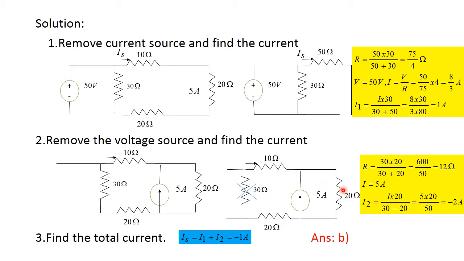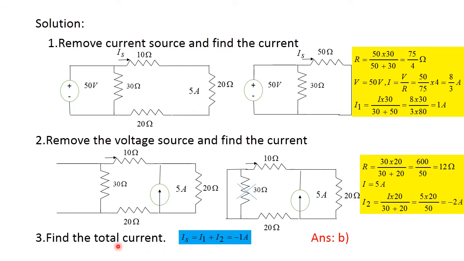Then the 30 ohm and 20 ohm are in parallel with this 5 ampere current source. So the equivalent resistance R is equal to 30 into 20 divided by 30 plus 20, that is equal to 12 ohm. Then the total current is given as 5 amperes. Again, according to the current division rule, I2 is equal to the total current into the other branch resistance divided by the sum of the branch resistances. Here we are finding the current flowing through this branch, the 10 ohm resistor. The current direction is inward, but our source current direction is opposite. So we have to write the current value as minus 2 ampere.